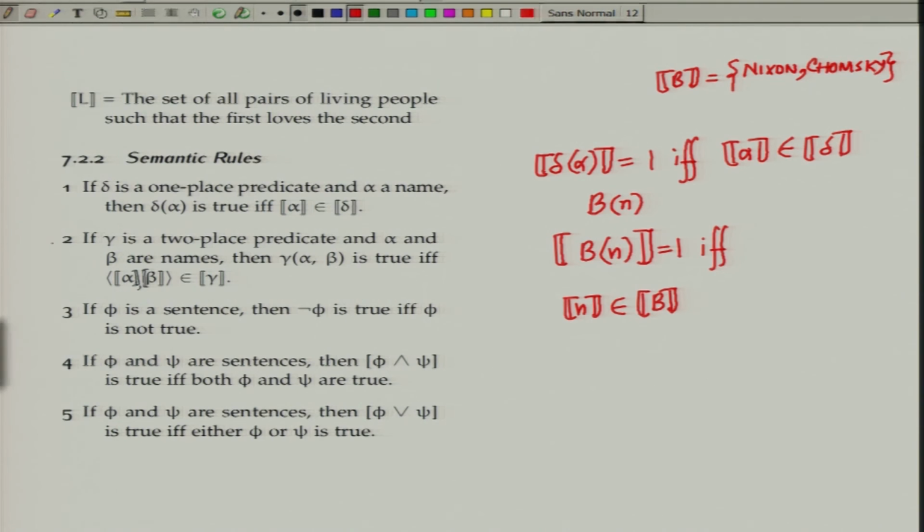Now, semantic rule 2, that is, now we are talking about this rule. If gamma is a 2 plus predicate and alpha and beta are names, then gamma, alpha, beta is true if and only if this. Once again, we define: gamma stands for only 2 plus predicates, and we have 2, just L and K. So, let us elaborate on K. Suppose we are defining it, not that it is given. Suppose the reference of K is this.